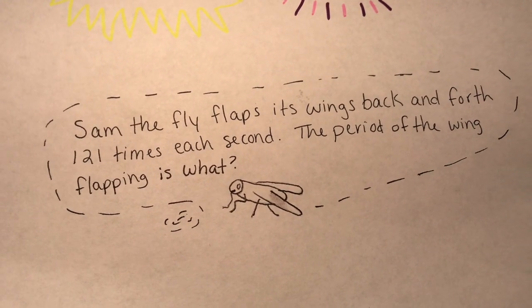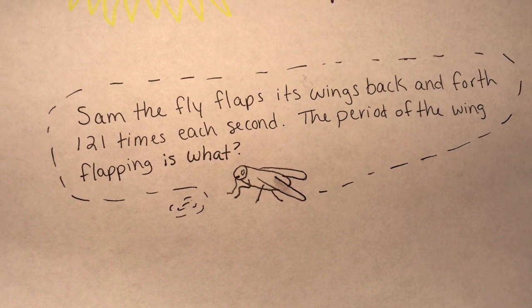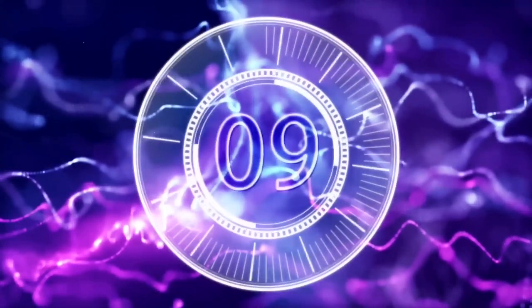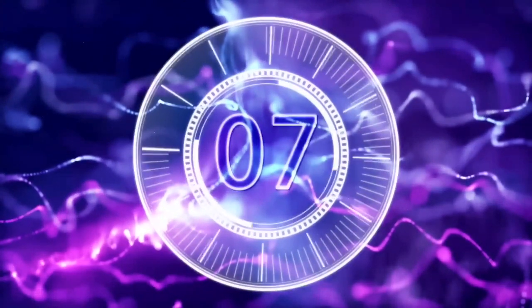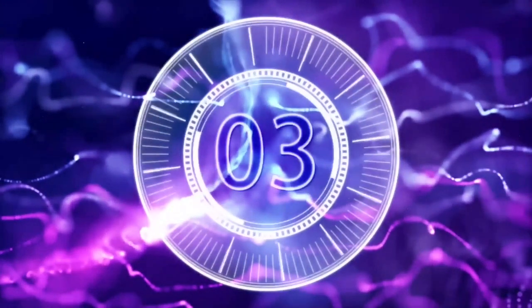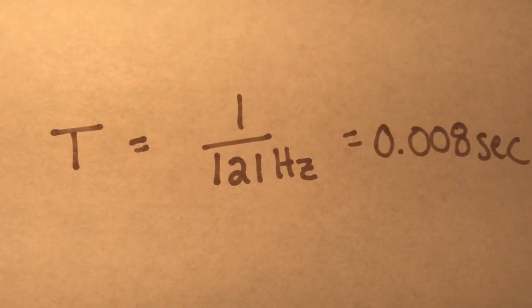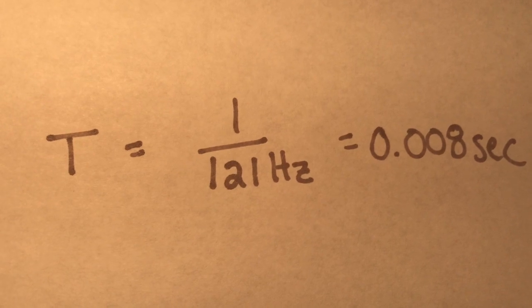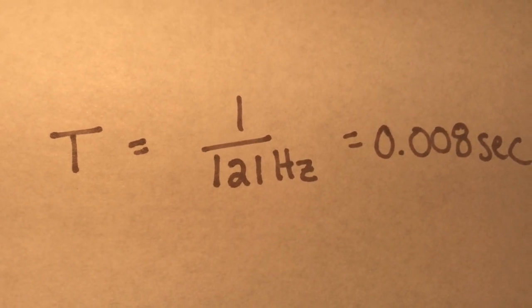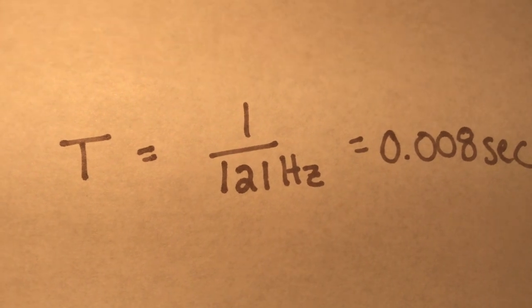Sam the fly flaps its wings back and forth 121 times each second. The period of the wing flapping is what? Take 10 seconds to solve the problem. Pause the video if you need more time. Since the period is equal to 1 over the frequency, to find the period of the flapping of Sam's wing, you divide 1 by 121 hertz to get 0.008 seconds.